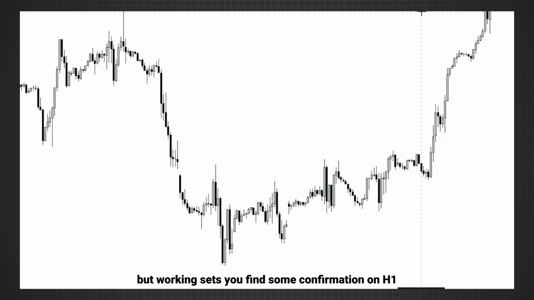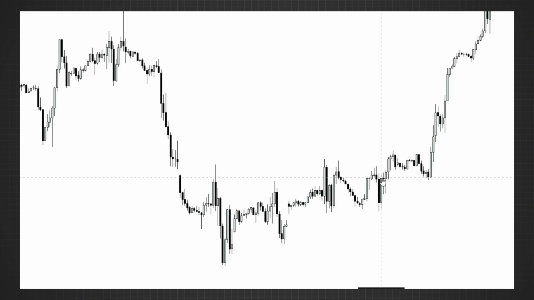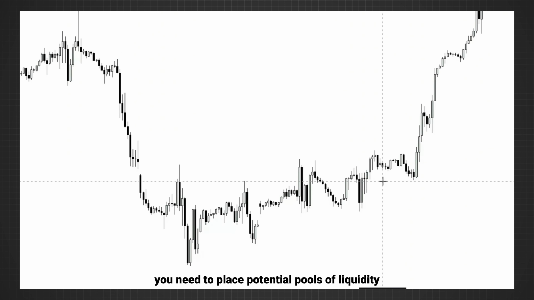You find some confirmation on H1. The H1 time frame is very significant within the day. So if you see any order blocks, or again the same gaps or liquidity withdrawals or breakers, that's what you need. You need to wait for a quality base first. Then you need to look potentially where the price can move from this base. You need to place potential pools of liquidity.